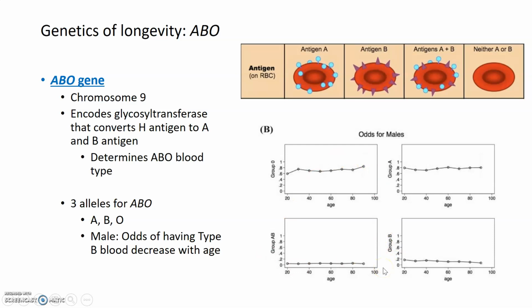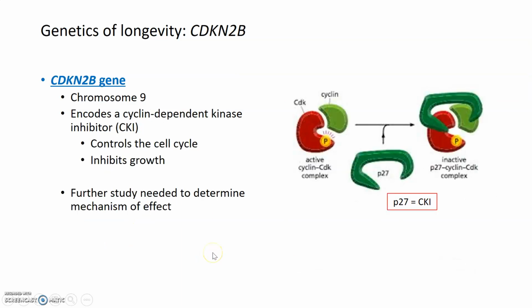But what's also important to note is that these three alleles, A, B, and O, for the ABO gene, have different frequencies in the population. And the B allele is the lowest in frequency. And so it's not totally clear that this decrease seen in older individuals has anything to do with longevity so much as it does with allele frequency of the B gene in humans.